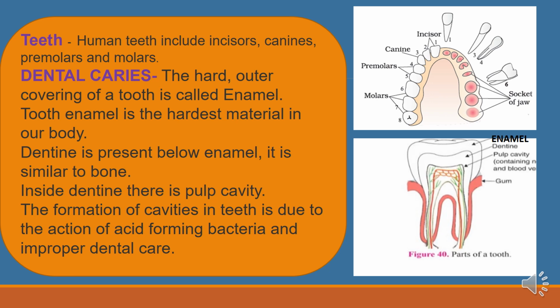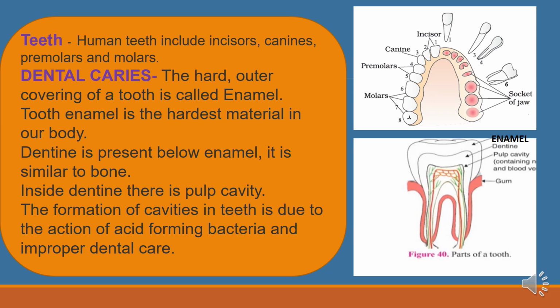So the outer layer of teeth is enamel, which is the hardest substance. It is the hardest material in our body. Even the enamel is harder than bone, okay. If someone asks what is the hardest material in our body, then you will say enamel. Then below enamel there is dentine. It is similar to bone, and then there is pulp cavity which contains blood vessels in it, okay.